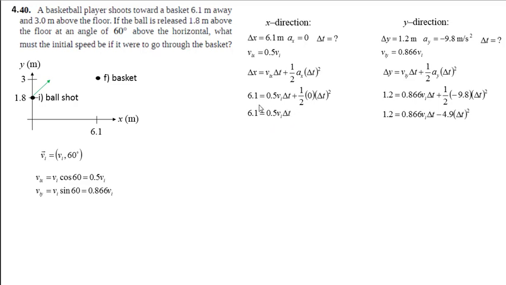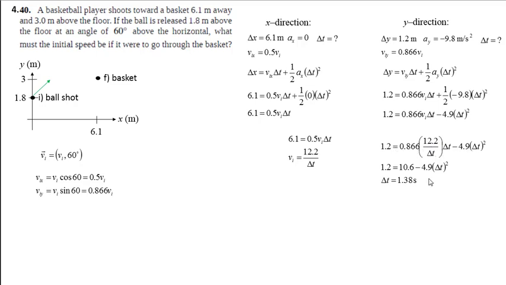The way that I'm going to solve it, I'm going to focus on this equation and solve for v initial. So I just solved for v initial in terms of delta t, and now I can plug this expression in here for v initial, and that's what I've done here. Then I'll have one equation just in terms of delta t, and I can solve for delta t, and I get delta t equals 1.38 seconds. So I know that going from here to here takes 1.38 seconds. Now I can plug that value back into my expression for v initial, and I find that the initial speed that the ball was launched with was 8.84 meters per second.